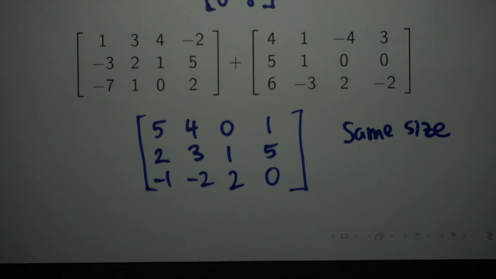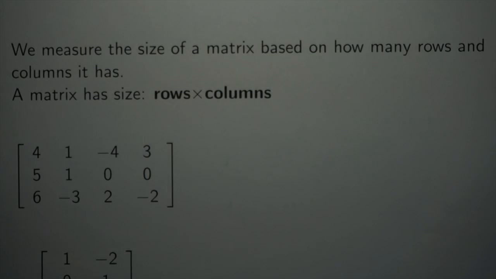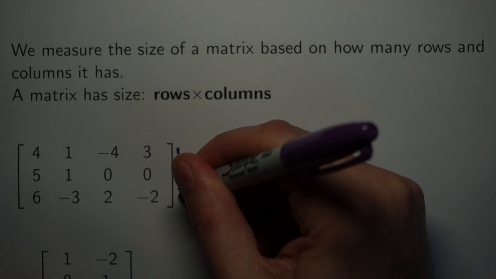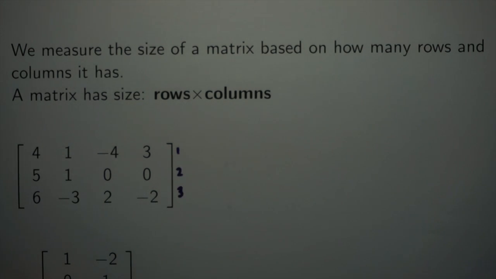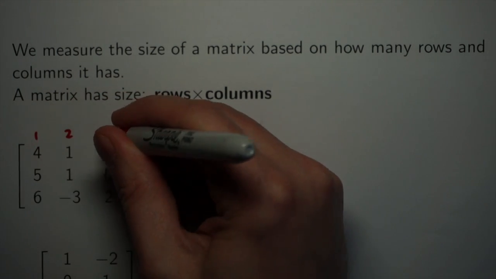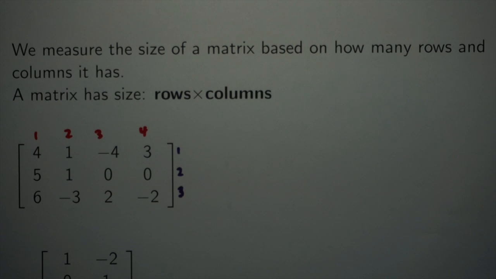And to talk about size, we really need to have some sort of notion of how big a matrix is. We're going to measure the size of a matrix based on how many rows and columns it has, which hopefully makes sense. And we're going to write it in terms of rows by columns. So this matrix that I have here has 3 rows and 4 columns. So we're going to say this is a 3 by 4 matrix.